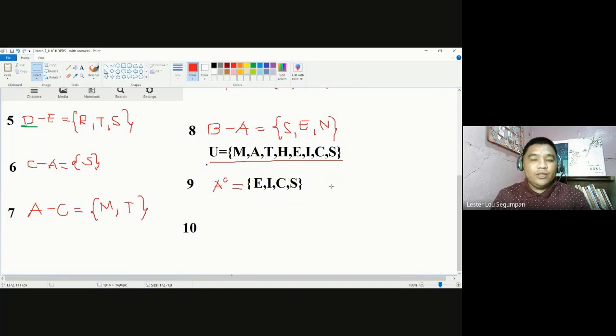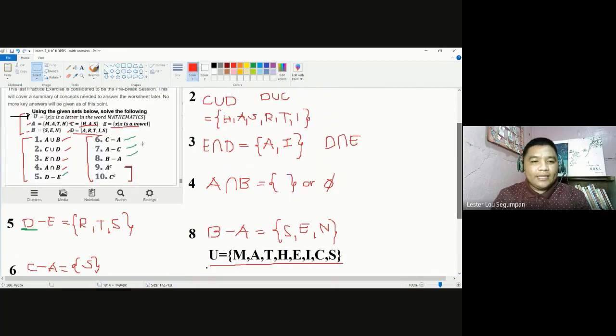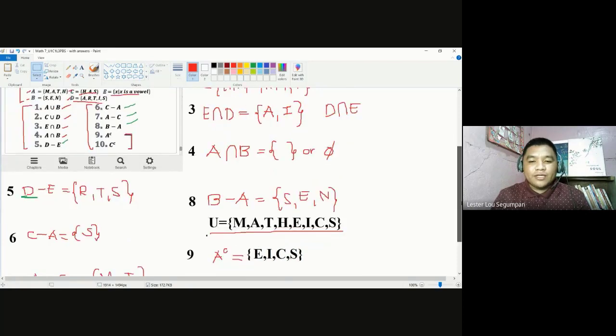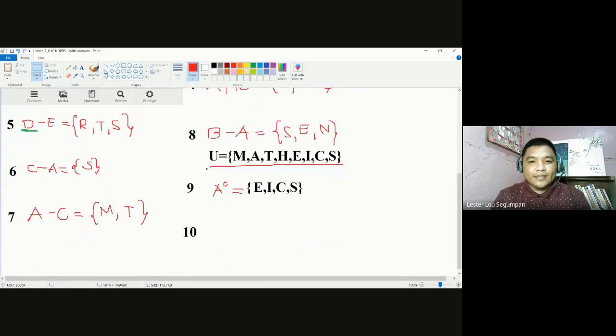Checking, how do we know if our answer is correct or not? Try to combine this complement of A and then A. If you combine them, they must return to the universal set.